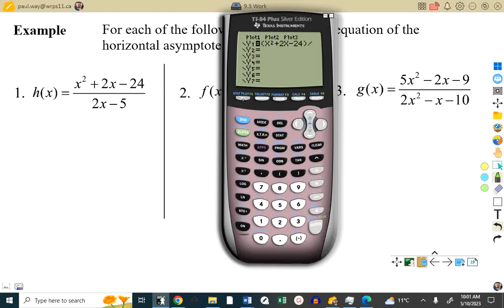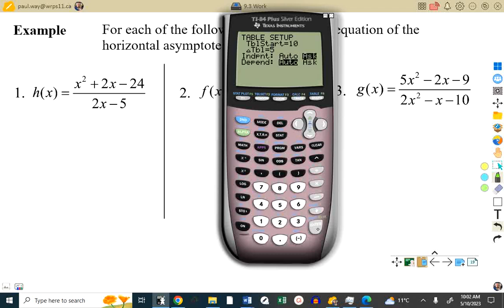Over, in brackets, 2x minus 5. Double check as always to make sure that you've entered things correctly before you go anywhere else, because you won't be able to see it, but it looks okay. I don't know what my table setup is right now, but I'm going to go table set and change it to ask. This allows me to put in different values for x.